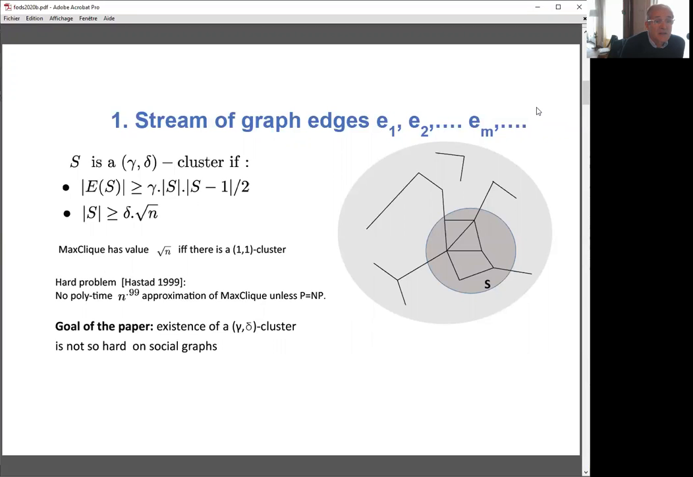And the second condition is S is large, which is the size of S is greater than delta square root of n. So you can see that if I take the parameters 1 and 1 for gamma and delta, then it means that the max clique has a value square root of n. And we know that it is hard even in this case. And then we also now know that it is very hard to approximate. That goes back to Håstad in the 90s. The goal of the paper is to show that it is not so hard on social graphs.